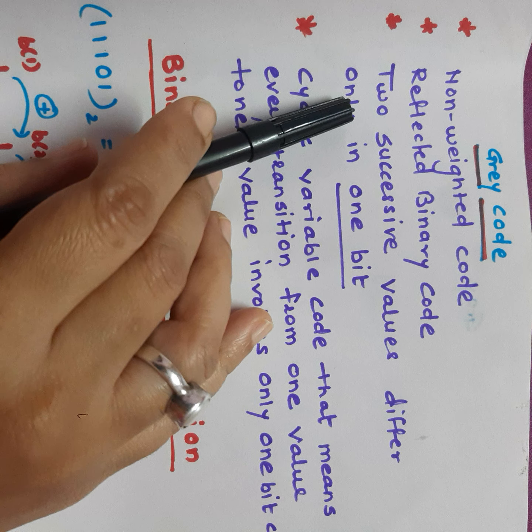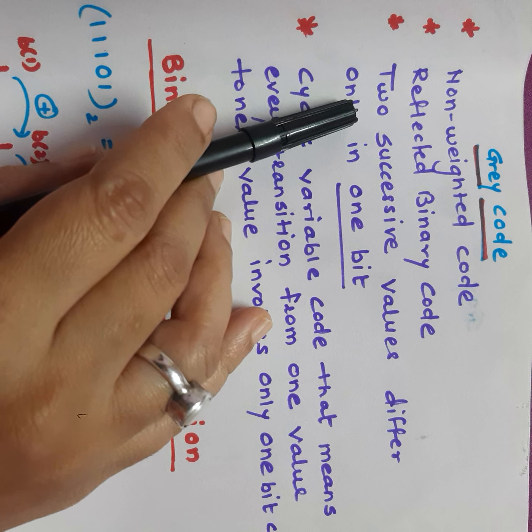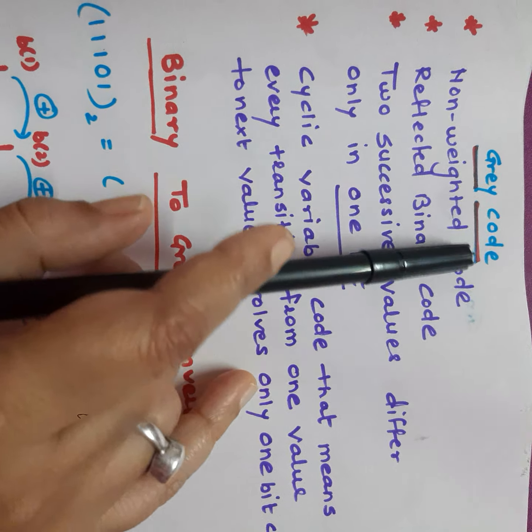In the last video, we have seen the BCD subtraction, 9's complement method, 10's complement method, then excess 3 codes. Today, we are going to learn about the gray codes.